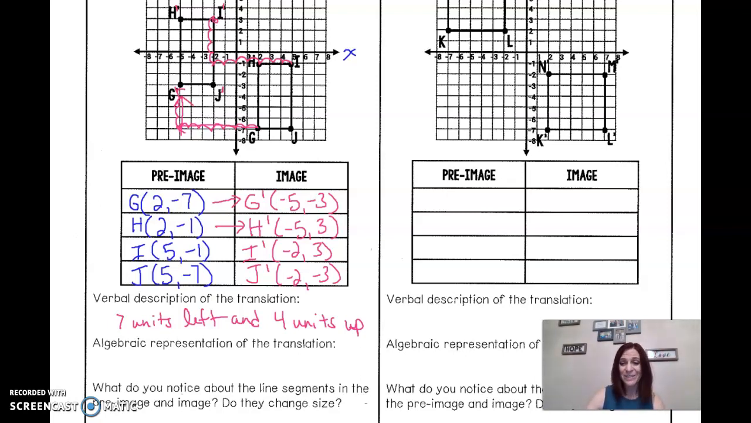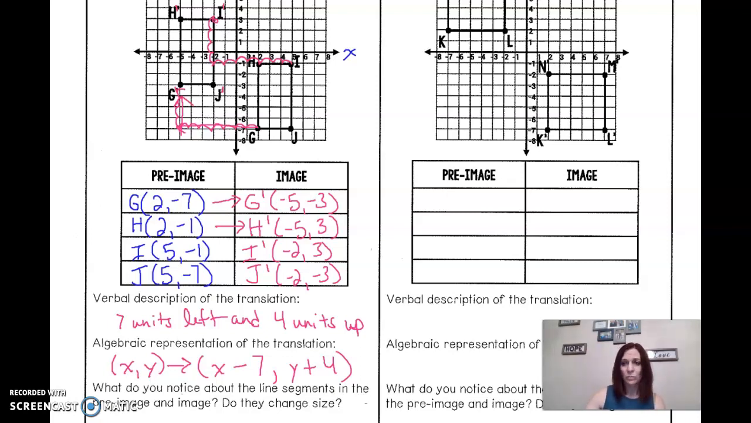Now, our algebraic representation is that coordinate notation. So what are we doing to our ordered pairs? Our x coordinate is our left and right movement. Since we're going 7 units left, left is the negative direction. To go from 2 to -5, I am going to subtract 7. What are we doing to y? Well, if I'm at -7 and I'm going to -3, I'm adding 4. I'm going up 4. Up is the positive direction. So this is y plus 4. There we go. That's our algebraic representation.